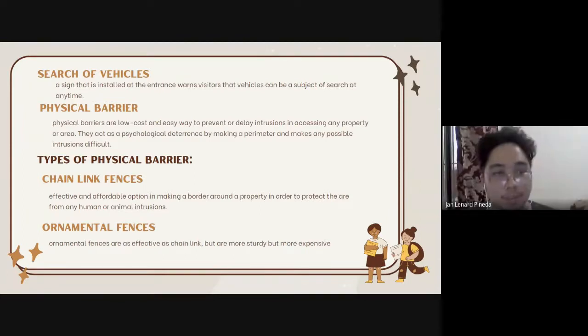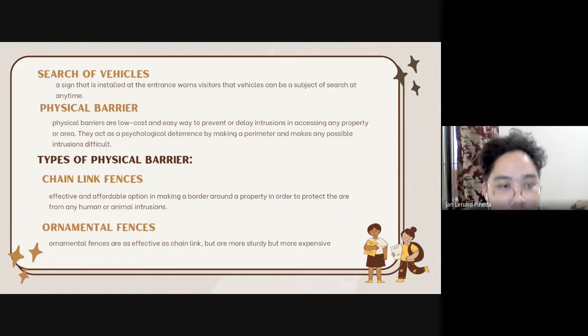Physical barriers are a low-cost and easy way to prevent or delay intrusions and access to any property or area. They act as a psychological deterrent by making a perimeter and making any possible intrusions difficult. The types of physical barriers: chain link fences are an effective and affordable option in making a border around a property in order to protect the area from any human or animal intrusions.